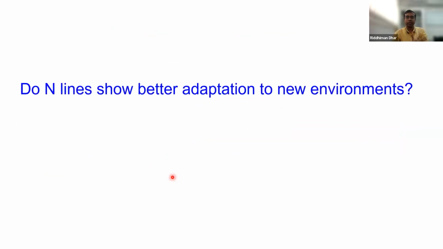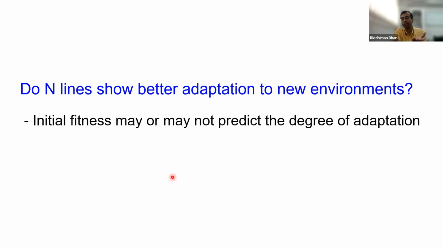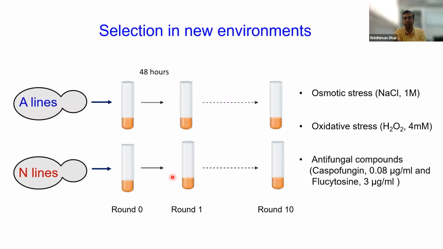Now, we have seen, right, this is kind of mixed results. There is no clear pattern that N lines are better or worse. We see that the fitness in new environments depends on the environment. We measured in different environments. In some environments, N lines are worse than A lines, whereas in some environments, N lines are better. Now, the next question is, do N lines show better adaptation to new environments? It's not always necessary that initial fitness will dictate the adaptation, so initial fitness may or may not predict the degree of adaptation.